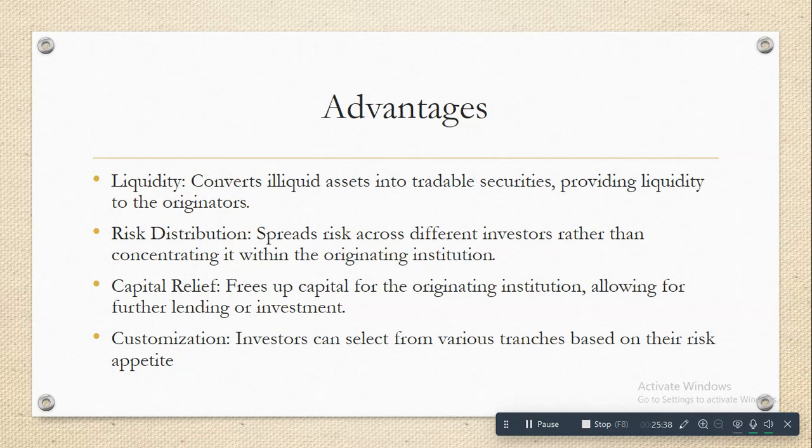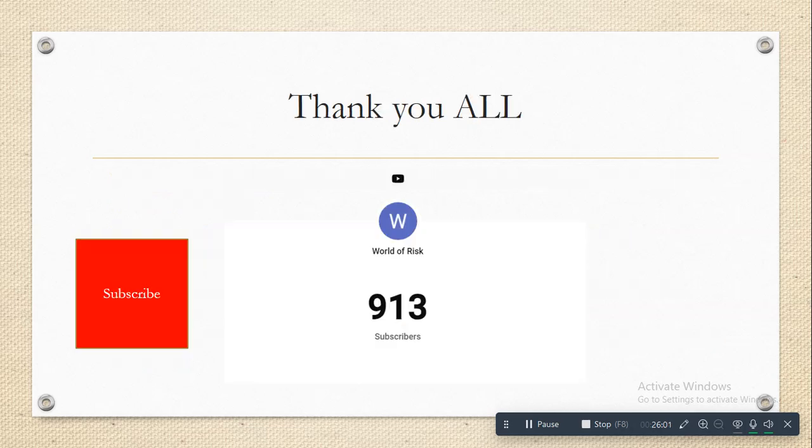Customization. Investors can select from various tranches based on their risk appetite. Since the securitization process involves creating tranches, investors have more and more options based on their risk appetite, whether they would like to go with the senior, mezzanine, or junior tranches, and hence customization can be done. So these are the advantages of the securitization process.